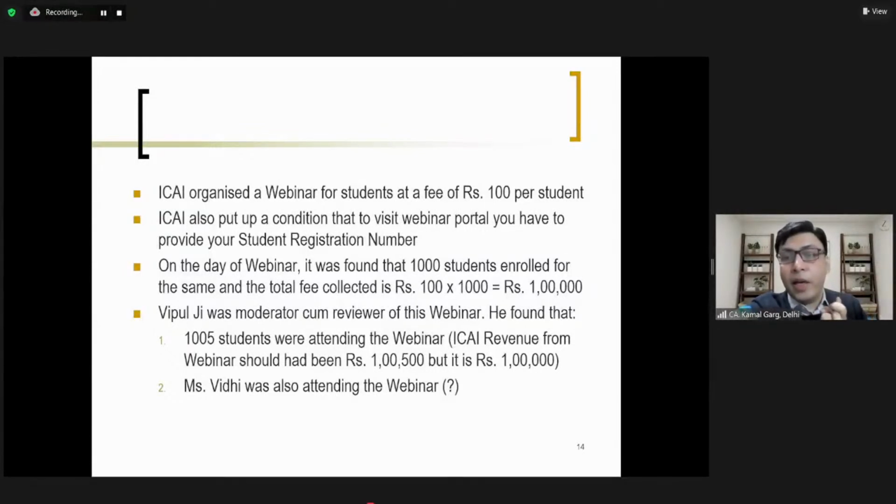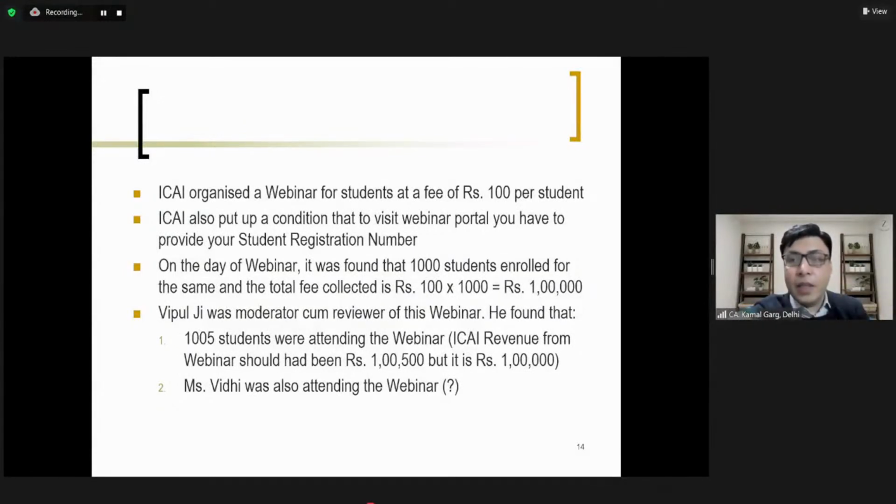Now, what will you document? Vipulji is my auditor. He will document that he assessed the internal control system. Out of that assessment, he came to know that inherent risk and control risk is present. Out of this assessment, he evaluated that financial statements will be misstated by rupees 500 in revenue. This is what he will record.